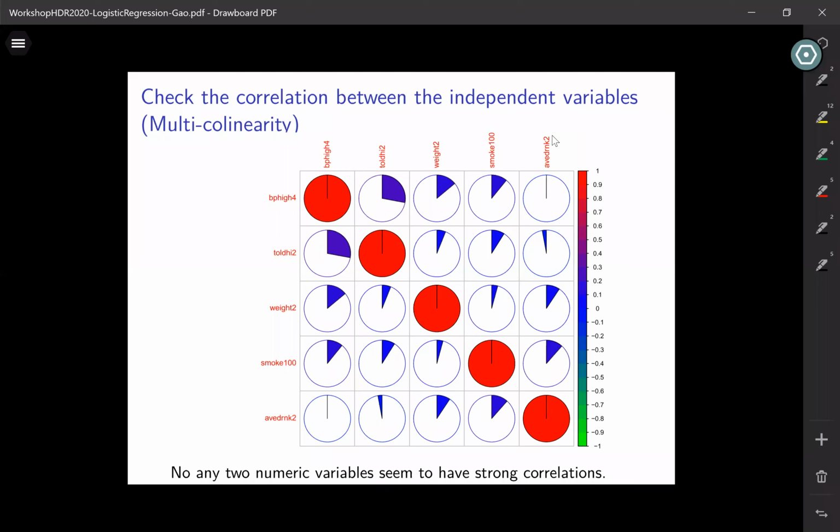We are assuming they are independent. In statistics, this is so-called multi-collinearity checking. If you take advanced stats, this is a very important topic, multi-collinearity. We have to do that for multiple linear regression as well, right? Now I'm going to check the correlation between those 5 variables we are going to use to predict the stroke, right? This figure is made by ggplot2.